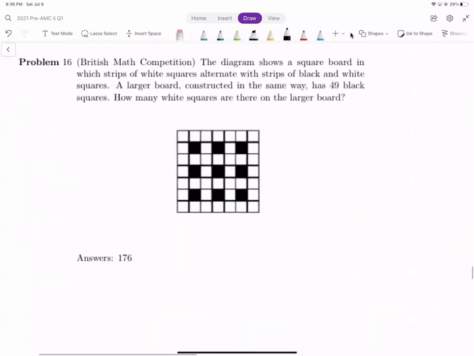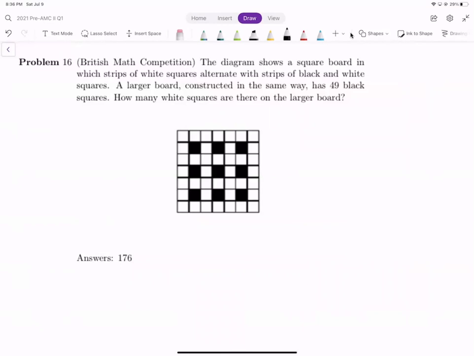Okay, so question number 16. The diagram shows a square board in which strips of white squares alternate with the strips of black and white squares. A larger board constructed in the same way has 49 black squares. How many white squares are there on the larger board?